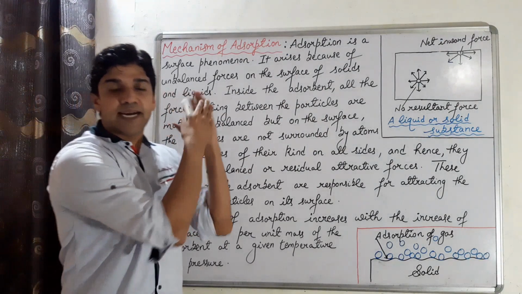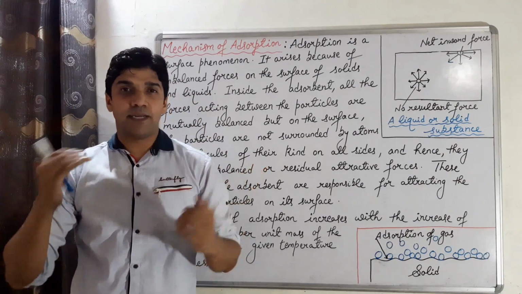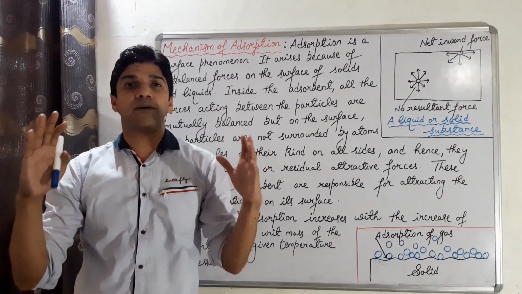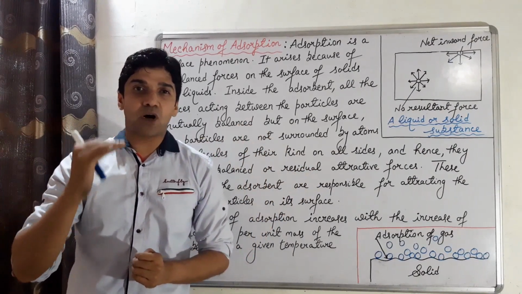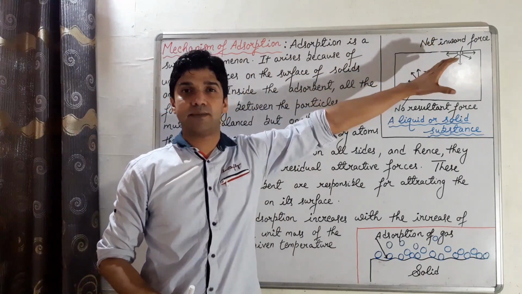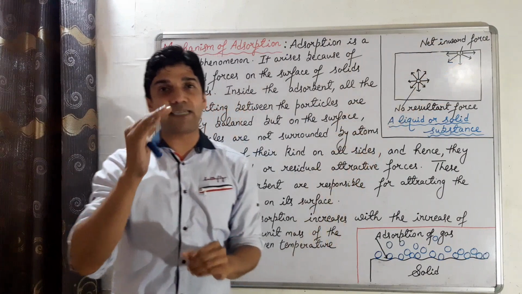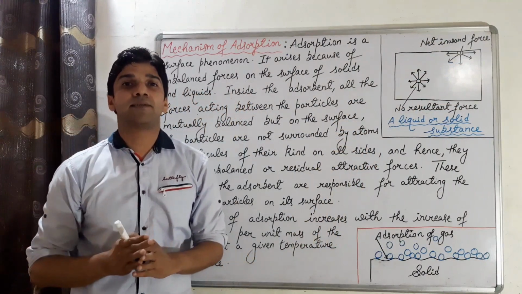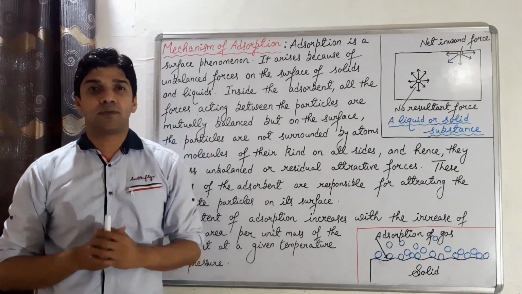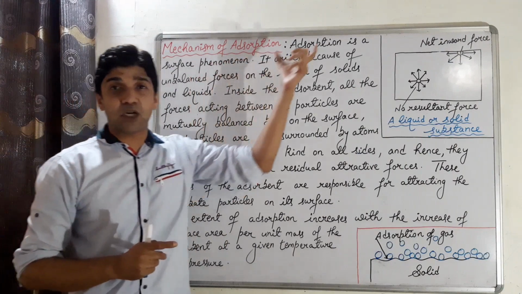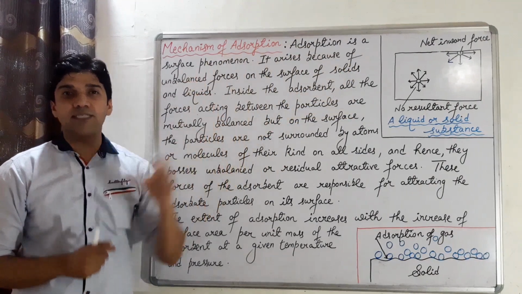Yes, now let's start with mechanism of adsorption. So adsorption is a surface phenomenon. It occurs on the surfaces of solids and liquids. And how does it arise? It arises because of unbalanced forces acting on the surfaces of solids and liquids. That's the main reason behind adsorption, and that's how you can explain adsorption. और हमने वही लिखा यहां पे, इट अराइजेस बिकॉज ऑफ अनबैलेंस्ड फोर्सेस ऑन द सरफेसेस ऑफ सॉलिड्स एंड लिक्विड्स.